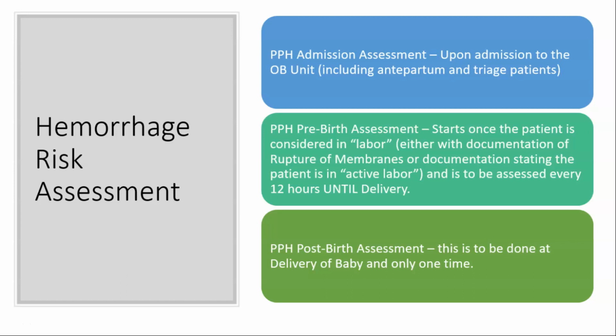I've had several questions about the OB hemorrhage risk assessment. It is done at 3 distinct times. Upon admission, that means when a patient comes to the unit, so that includes antepartum and triage. And this is the postpartum hemorrhage admission assessment. Then we have the pre-birth assessment, which is all the time mom is in labor. So this is going to start when you document rupture of membranes or the start of active labor. And then this pre-birth assessment needs to be done every 12 hours until delivery. After mom's delivery, we have the postpartum post-birth assessment. This is done 1 time.